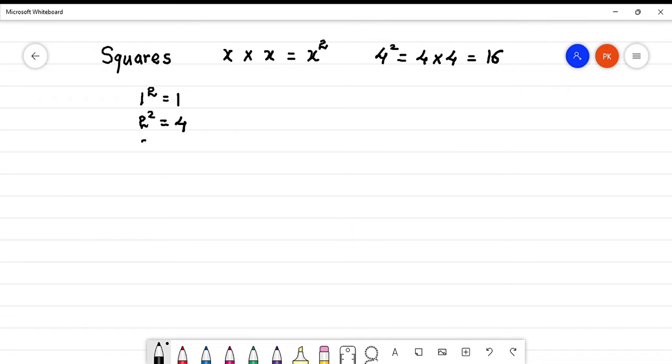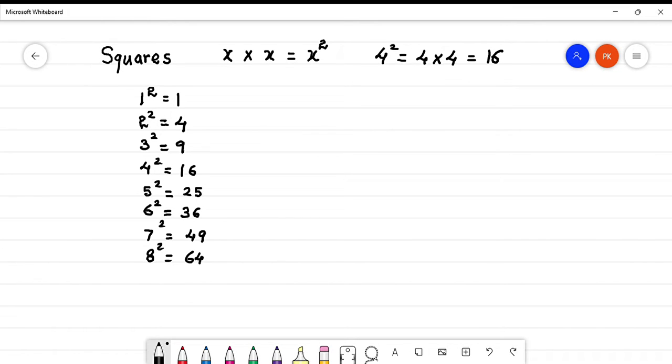3 square, 3 into 3, that is 9. 4 square, 4 fours are 16. 5 square, 5 fives are 25. 6 square, 6 sixes are 36. 7 square, 7 sevens are 49. 8 square, 8 eights are 64.